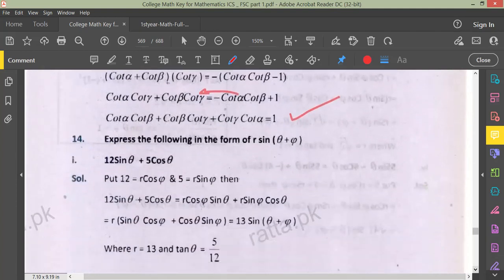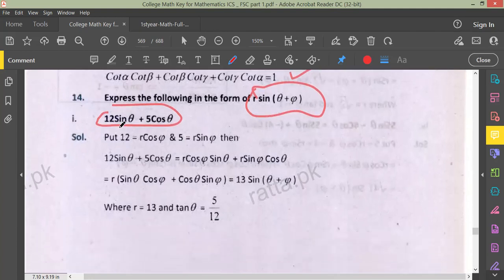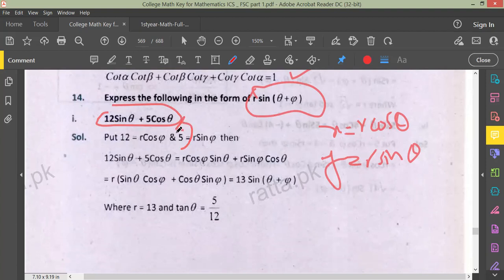Similarly, the last question of this exercise 10.2: express the following in the form of r sine of theta plus phi. This is our expression, 12 sine theta plus 5 cos theta. So here we can see that this 12 will be equal to r cos theta, because we know that x is equal to r cos theta. Similarly, y is equal to r sine theta. We will use this expression. So 12 will be equal to r cos theta, and 5 will be equal to r sine theta. So putting the values here, we will find our final answer.